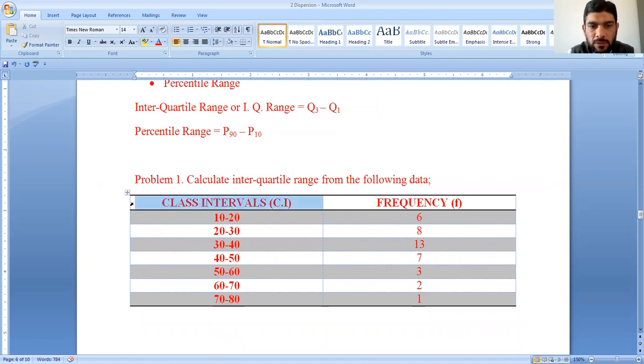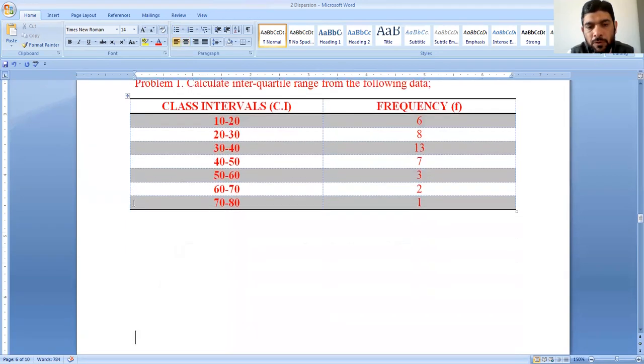The data we have is a continuous series with class intervals, and a frequency for each respective class interval: 10 to 20 is 6, 20 to 30 is 8, 30 to 40 is 13, and so on till 70 to 80, which is 1. So we will reconstruct this data into CF. We will build CF from this frequency in this manner.